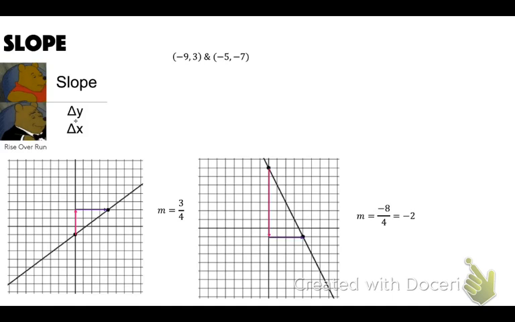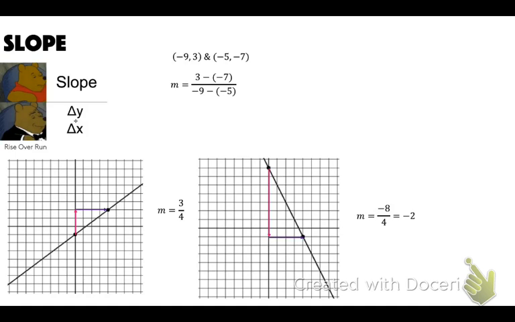So say you were given points, negative 9, 3 and negative 5, negative 7. Well, we could just graph these points if we wanted to and then do it. Or we could just find the change in our y values over the change in our x values. So the y values here, that's going to be 3 and negative 7. So the change means we're going to subtract them. So 3 minus negative 7 over the change in our x values. So negative 9 minus negative 5.